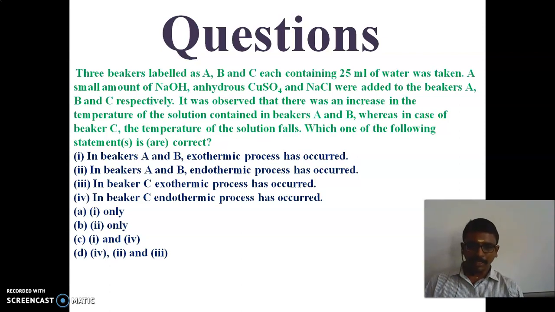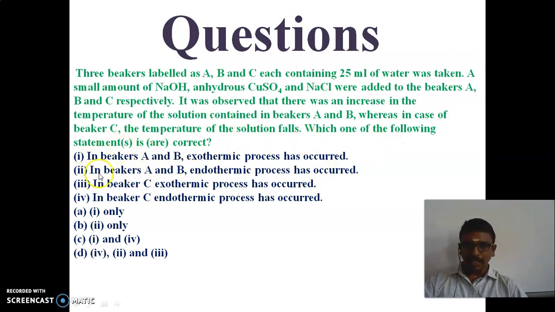So what can we conclude with that statement? Yes, the beaker A and beaker B is what type of reaction? If the temperature increases it is exothermic reaction. If the temperature falls, if the temperature decreases it is endothermic reaction. So we can see the 4 statements. In beakers A and B, exothermic process has occurred. Yes, it is correct. The first statement is correct.